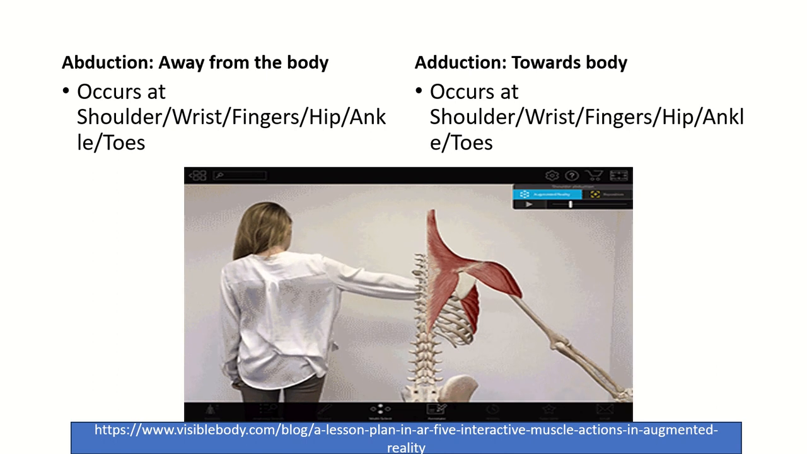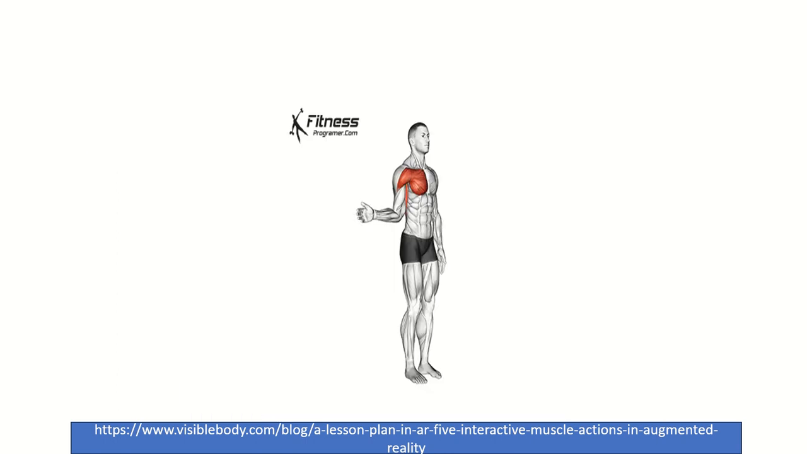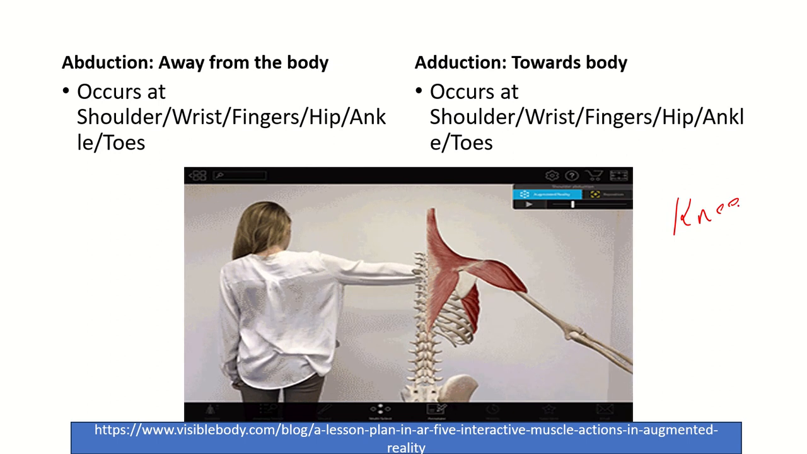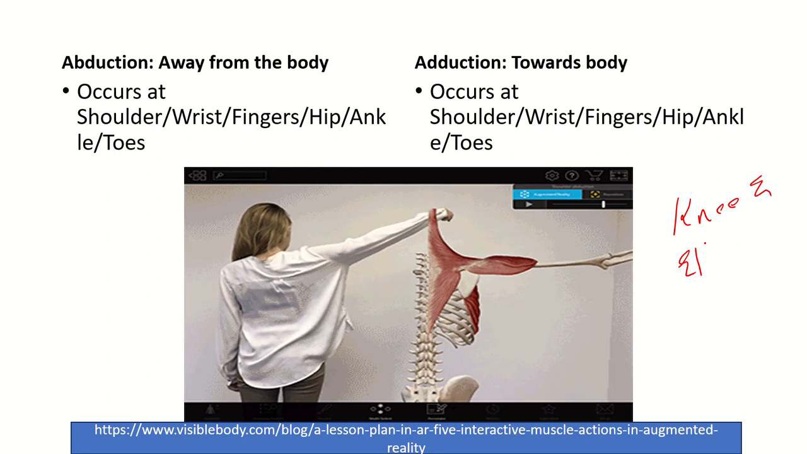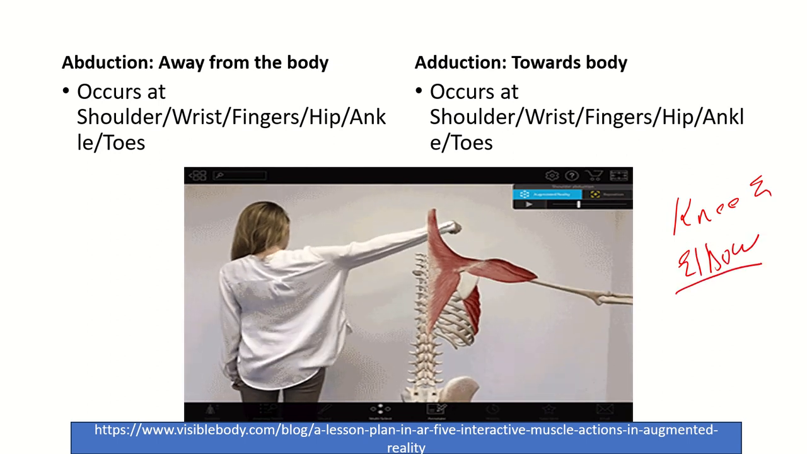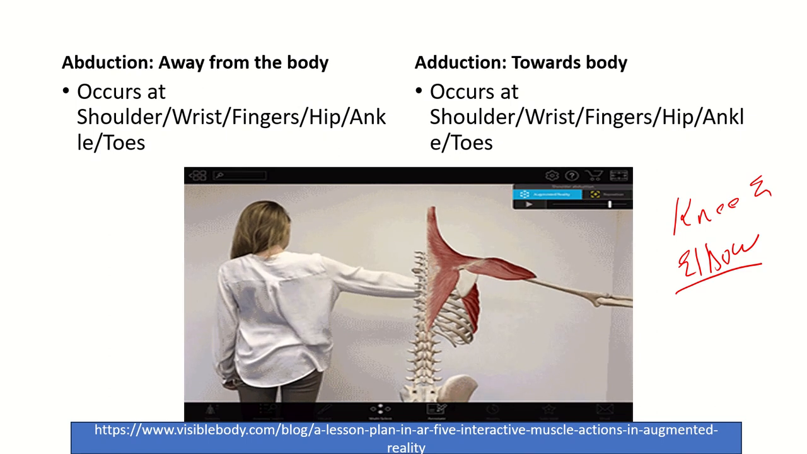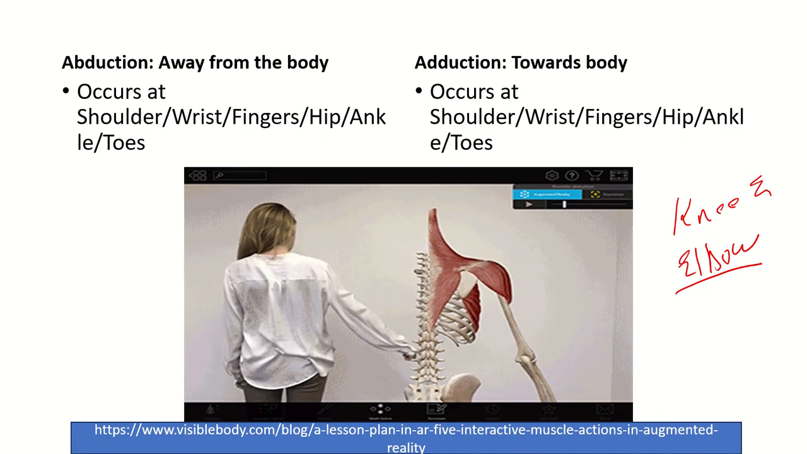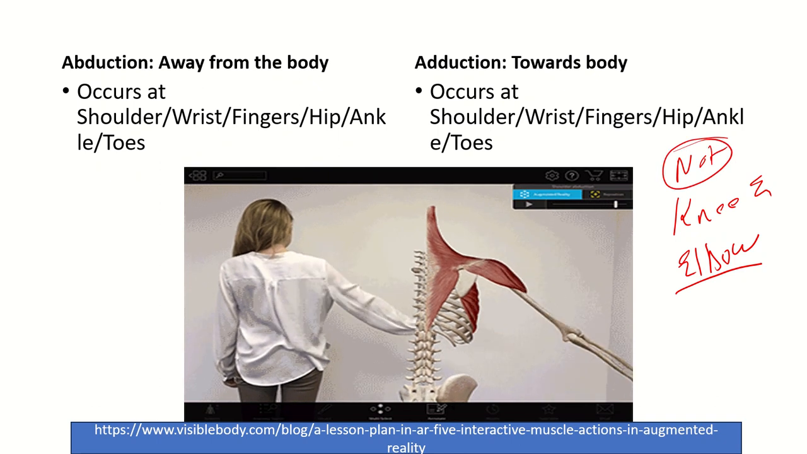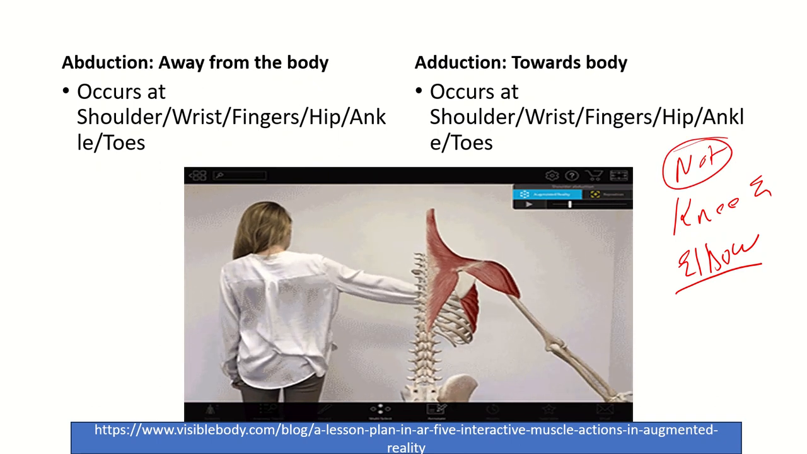Abduction and adduction do not occur at the knee and elbow. They only occur at the shoulder, wrist, finger, hip, ankle and toes. So it is very easy to understand. Remember, they do not occur at the knee and elbow.